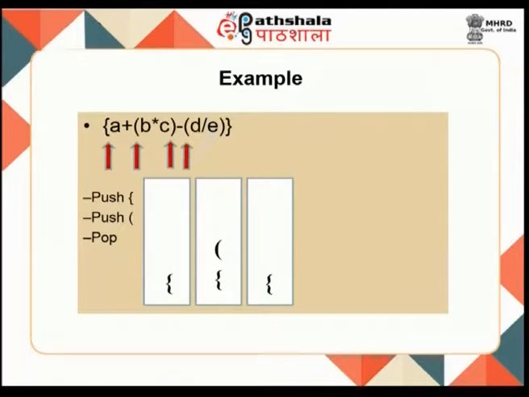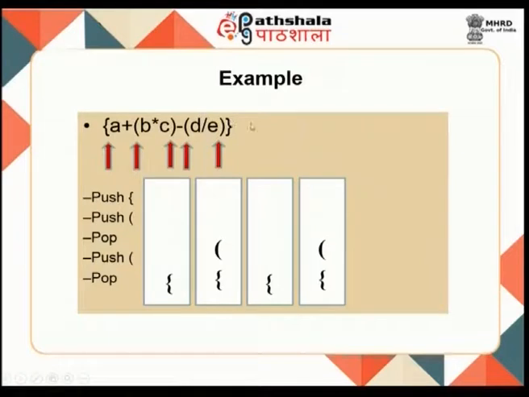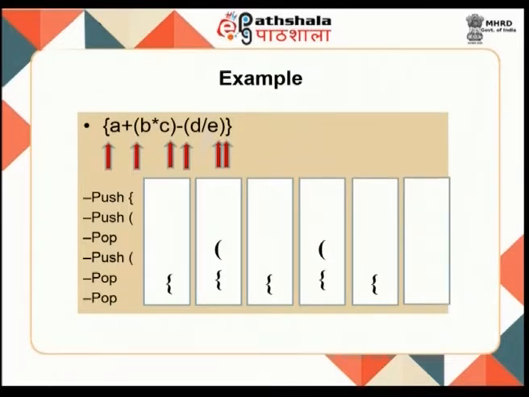Then again you see an open, so push it onto the stack. Okay. Then you see a closed, it matches, so fine. Then you see again you pop, okay, because you have seen a close. When you are seeing a close, you are popping. So, you pop and check whether it matches. So, you have an empty stack, and so the algorithm tells you that this particular expression is balanced.